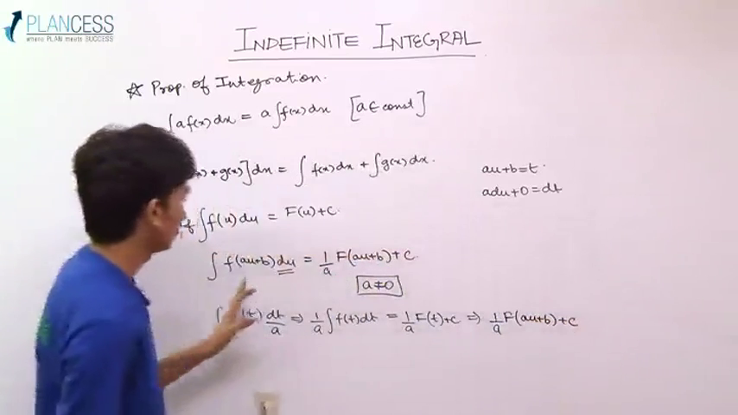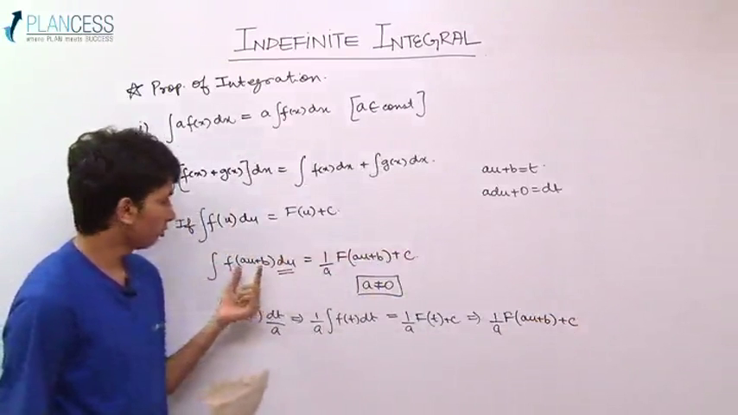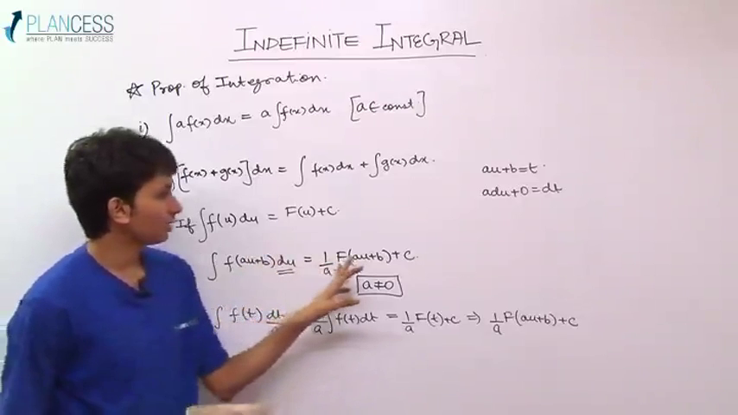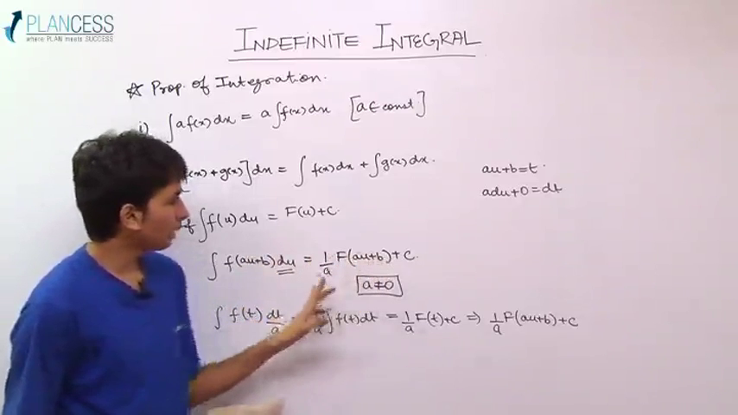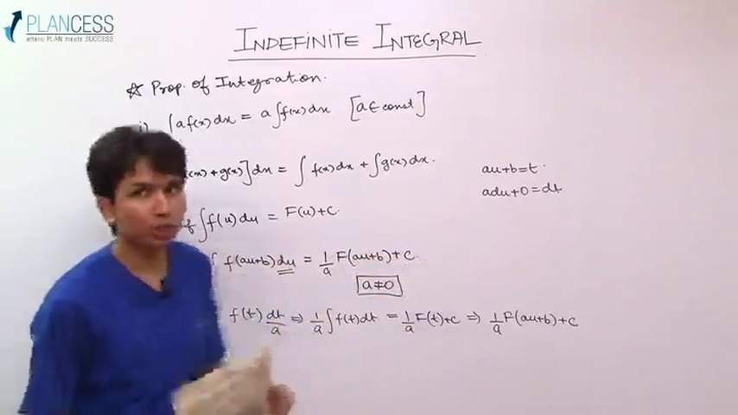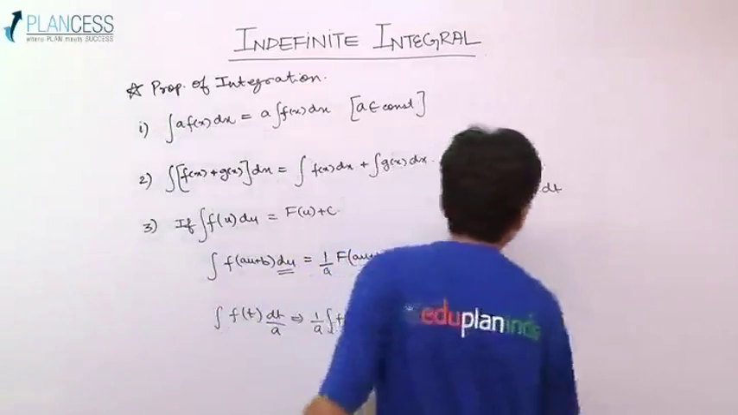So you can see here that if a linear function of u is given in the integrand, that is, instead of f(u) you are given f(au plus b), then it remains F(au plus b) divided by a, that is the coefficient of u, plus c. So these are the 3 basic properties that you need to know about integration, and I have given the proofs.